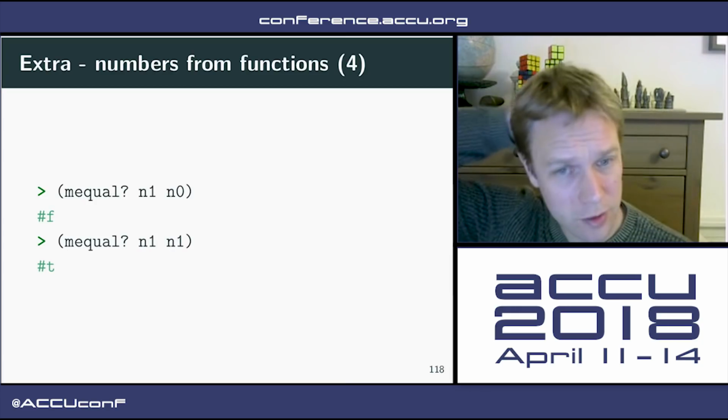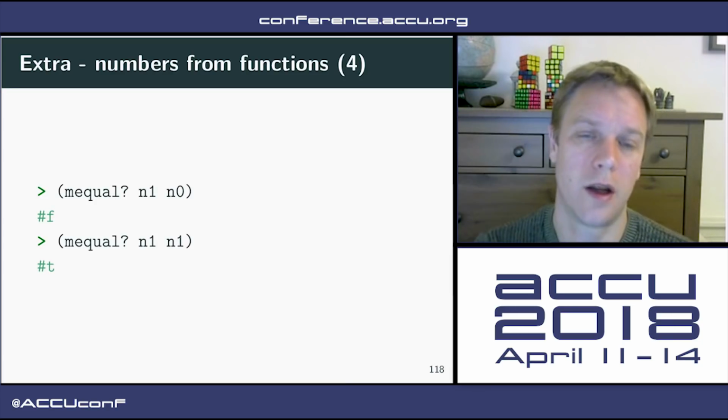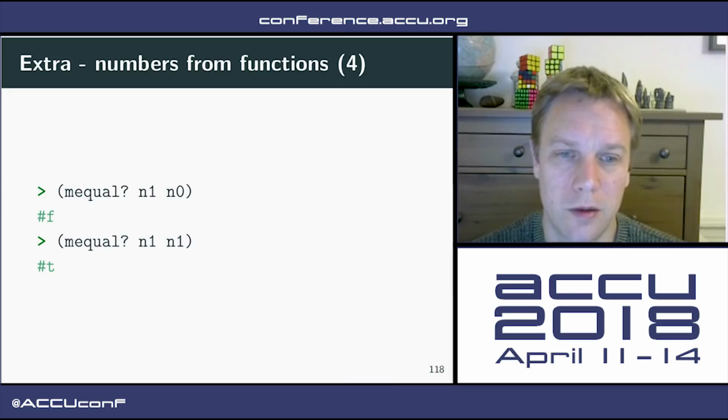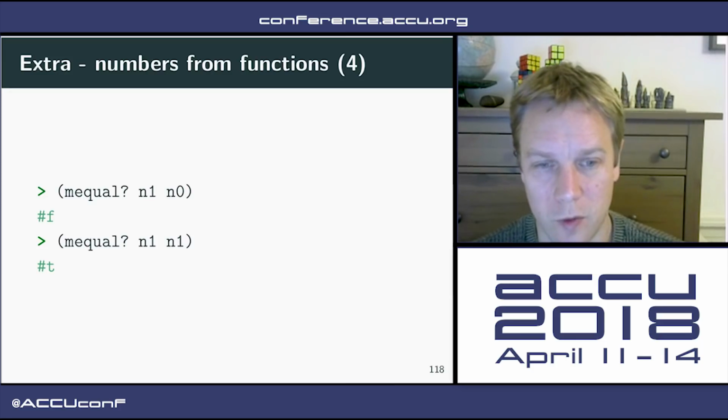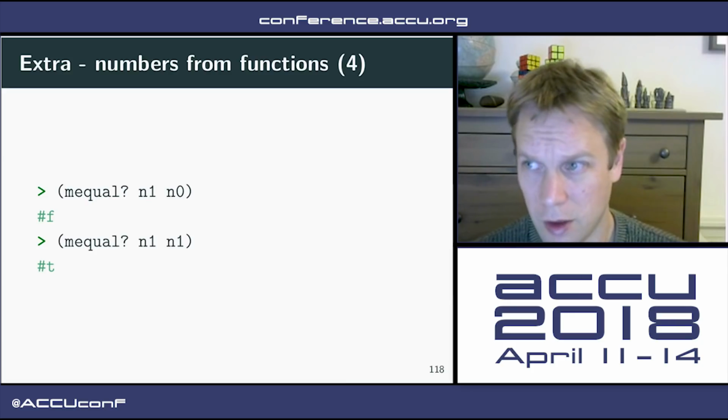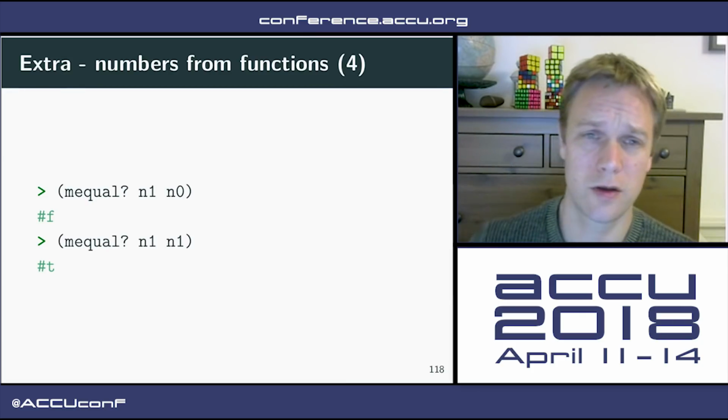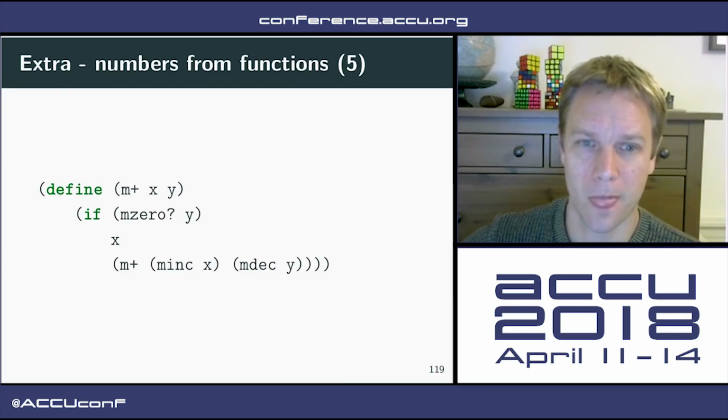So let's test it out. We can try giving n1 and n0 to the m equal function, and indeed it does return false, whereas if we pass in 1 and 1 it returns true. So let's do some more comprehensive testing.